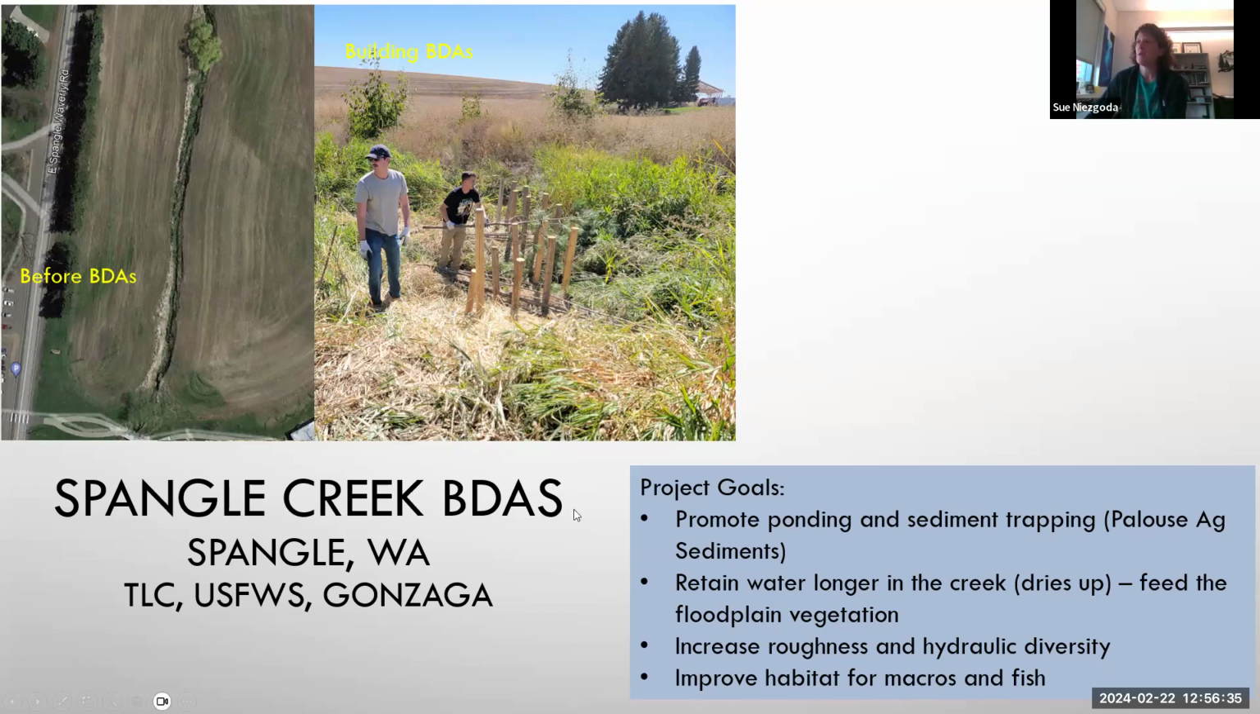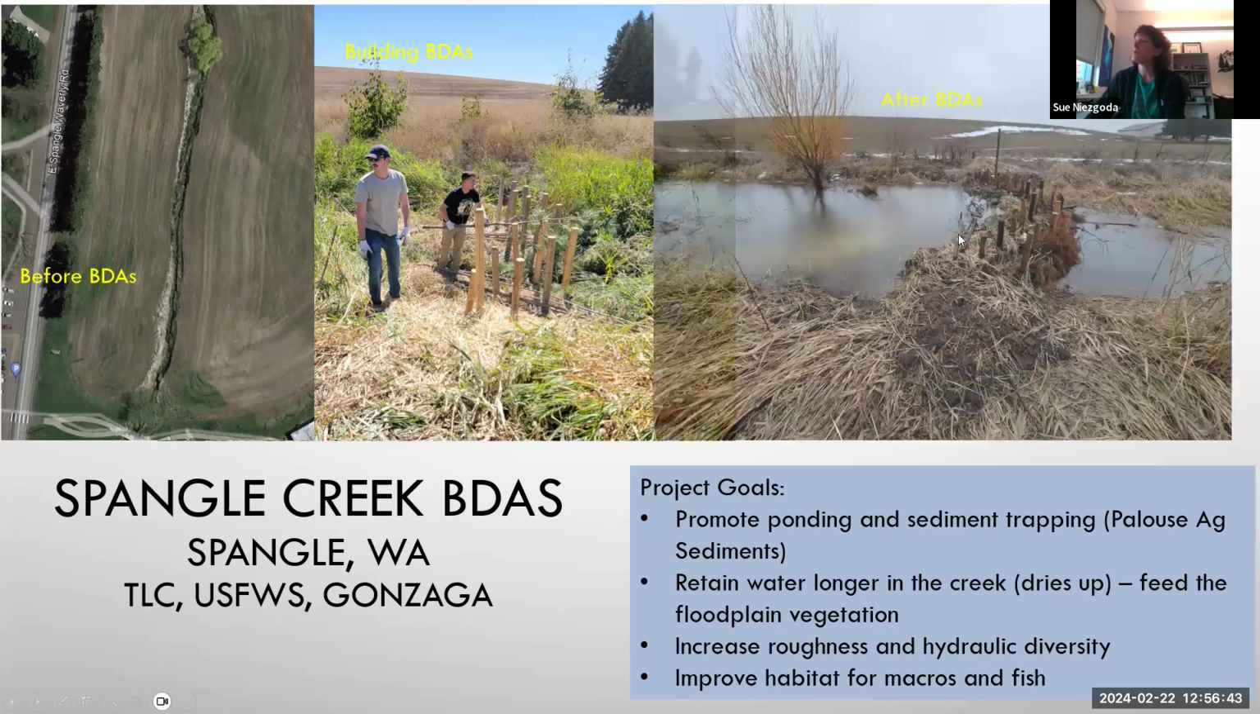So we came in and put in, I think, 7 to 10 Beaver Dam analogs in this stretch in order to do what you see here on the right, and create the ponding to feed that vegetation. And then the hope is that it'll stick around longer. The water will stay in the creek longer, to retain it and slow down the residence time as it moves downstream.